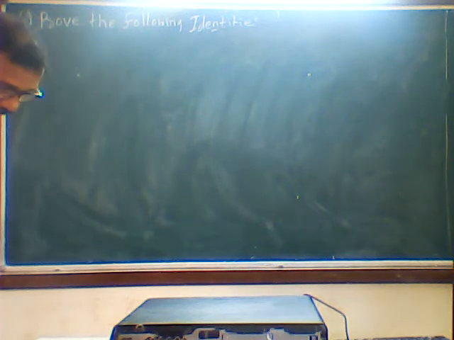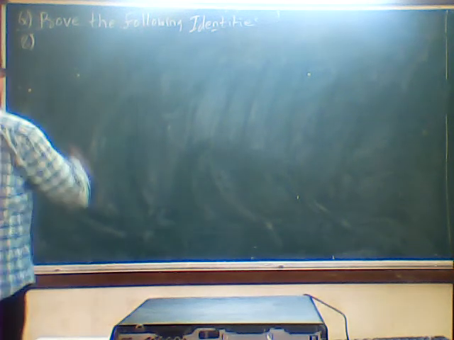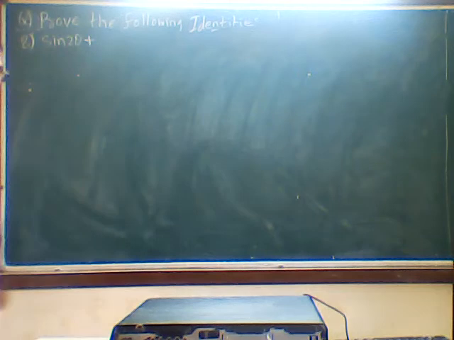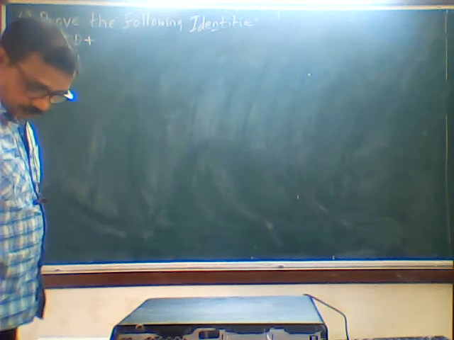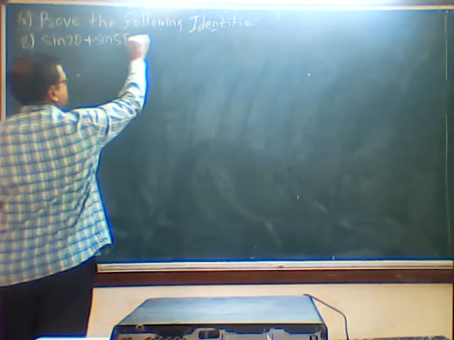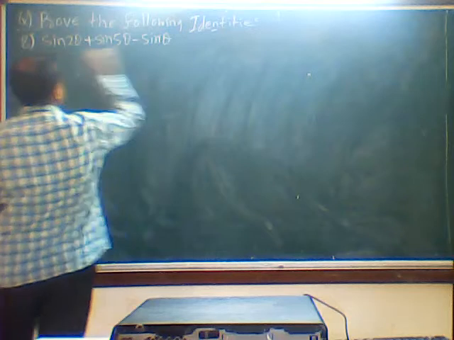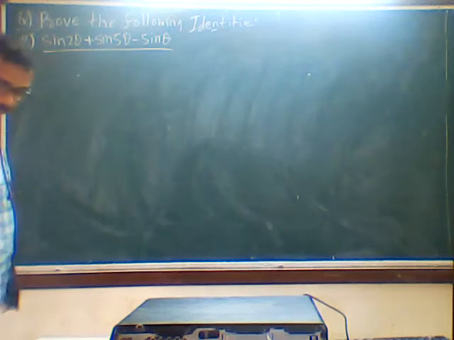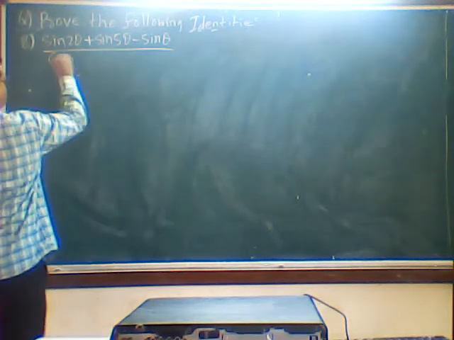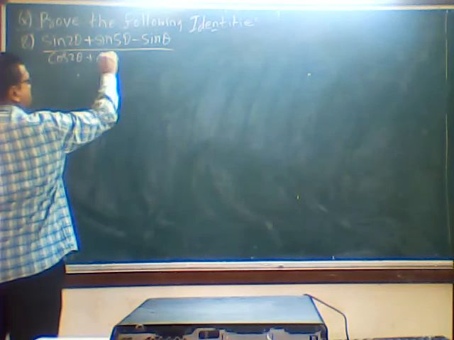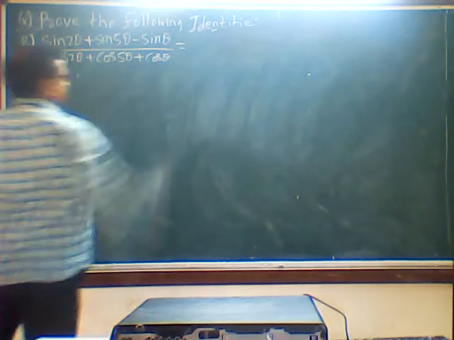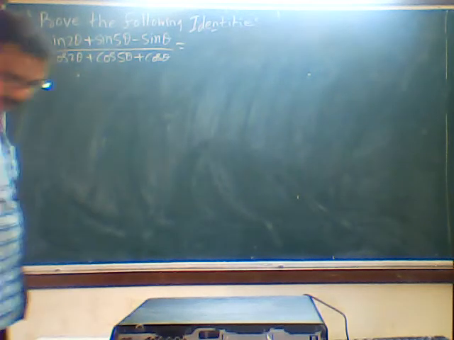8th problem. (sin 2 theta plus sin 5 theta minus sin theta) whole thing divided by (cos 2 theta plus cos 5 theta minus cos theta) is equal to tan 2 theta.